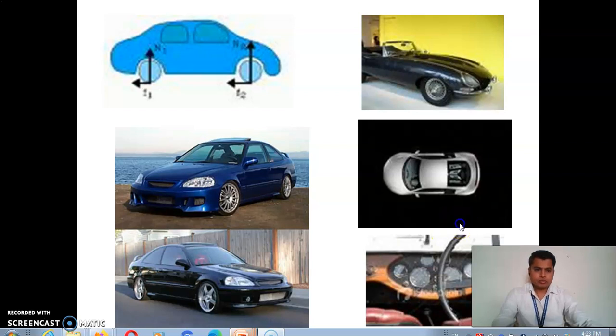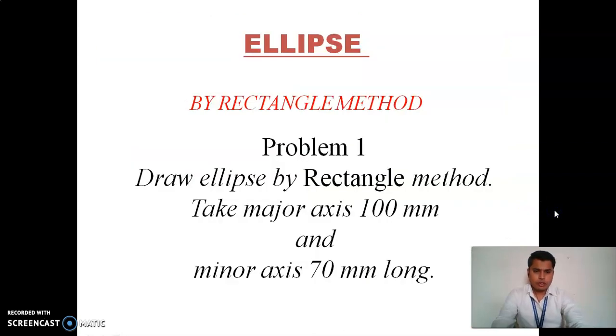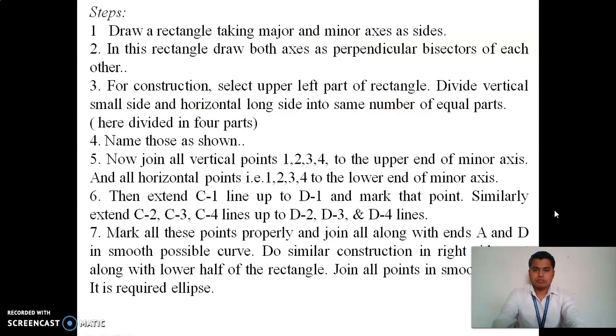Now moving on, we'll try to see one problem concerned to this ellipse, by the rectangle method. So you need to draw an ellipse by rectangle method. What is given to you? Draw an ellipse by rectangle method with a major axis of 100 mm and a minor axis of 70 mm. These are the steps given to you, but actually we will try to see how it can be drawn.